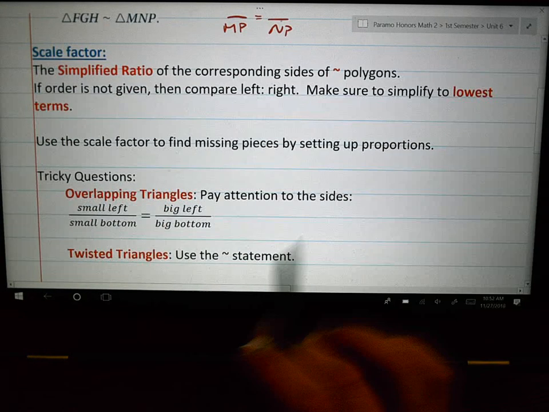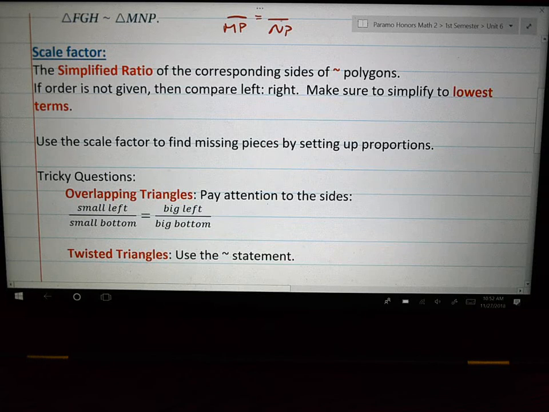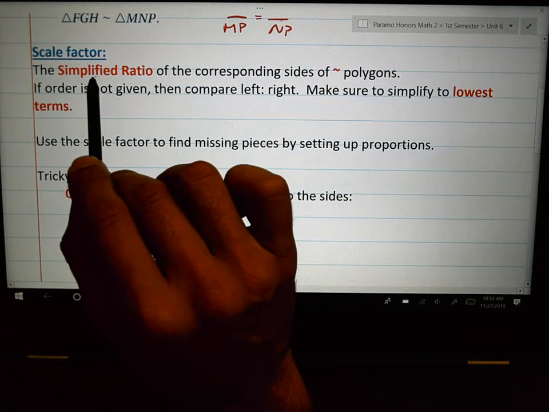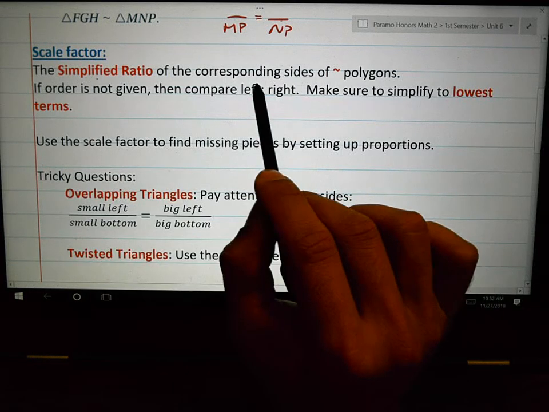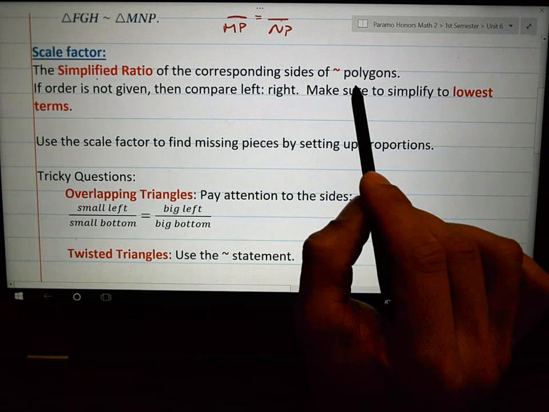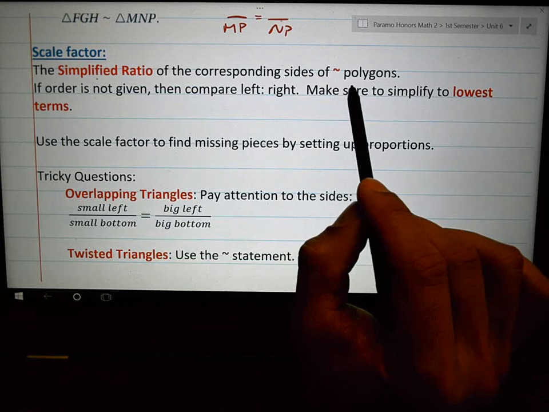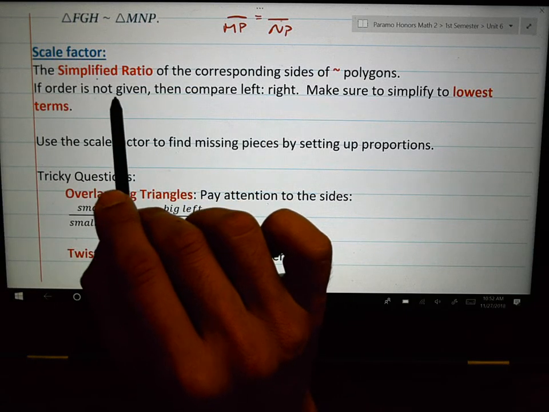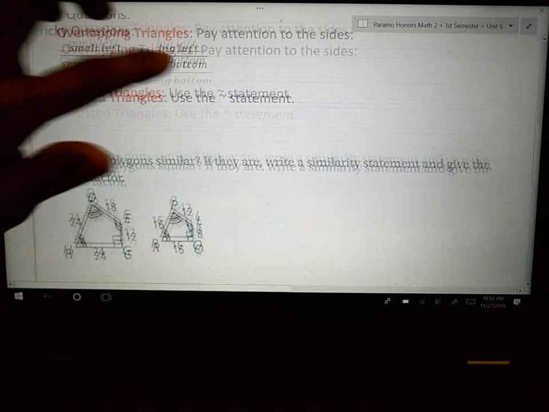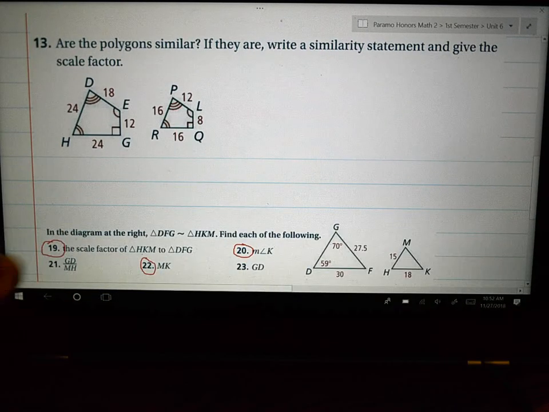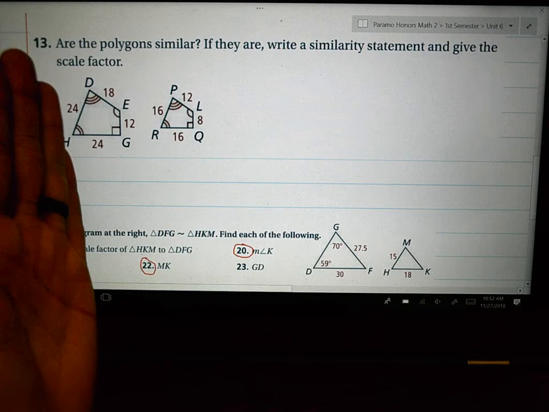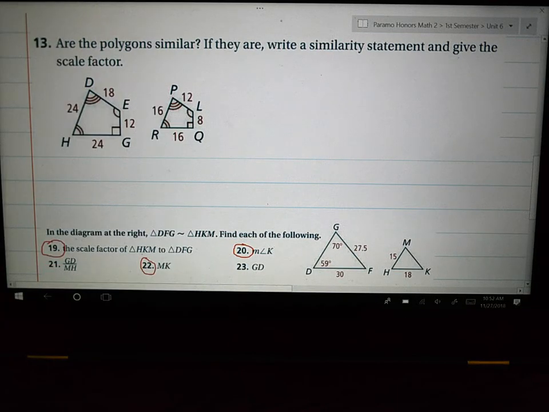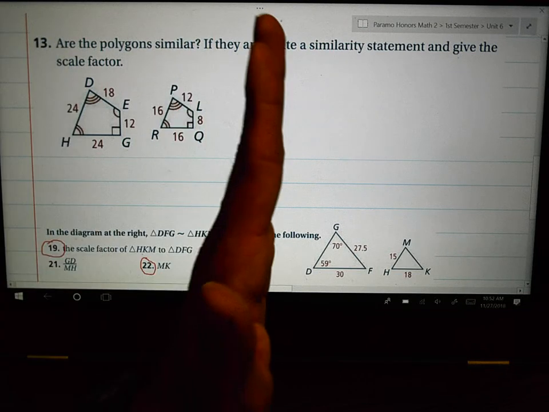Okay. Next thing is something called the scale factor. The scale factor is the ratio in simplified form, meaning reduced to lowest terms, of the corresponding sides of similar polygons. Our textbook's a little bit funny. Sometimes it doesn't say what order to give it in. So what you will need to do is, if there is a picture like this and this, and they say, what's the scale factor? You will use the left side compared to the right side every single time. Left side compared to the right.